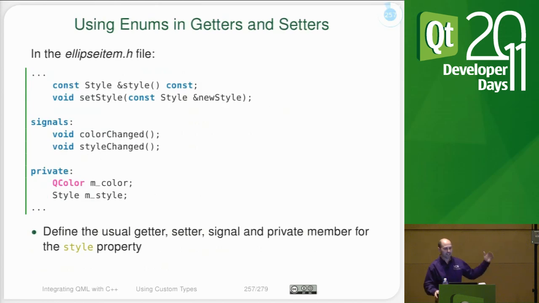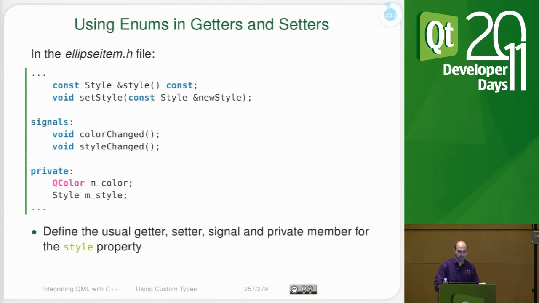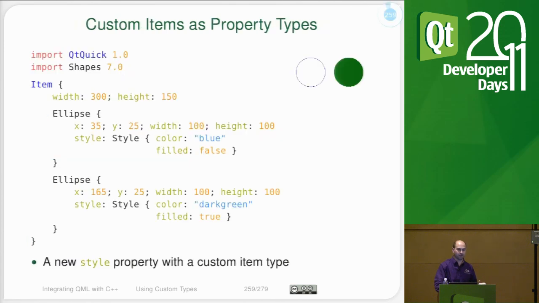You just need to have a style and a setStyle, some storage, and a signal. And just like in C++, just like we set the color, all you need is a getter and setter, and make sure your setter calls update and emits the right signal. Very similar to the way we did the color, except now we have an enum.